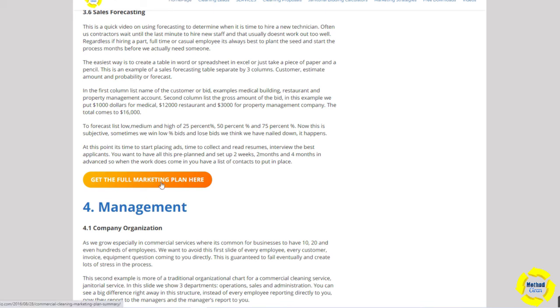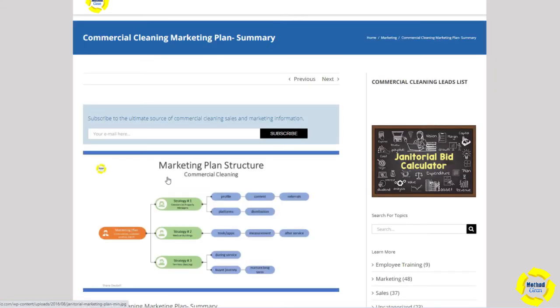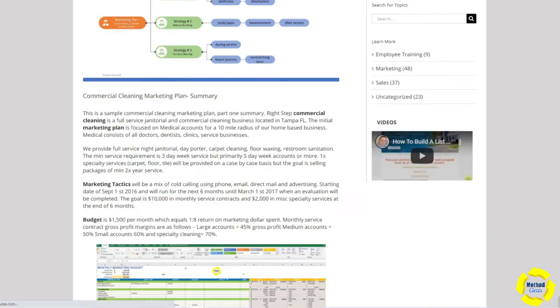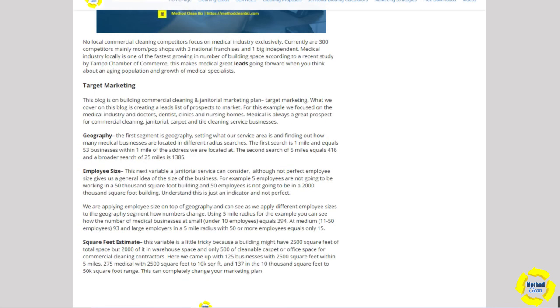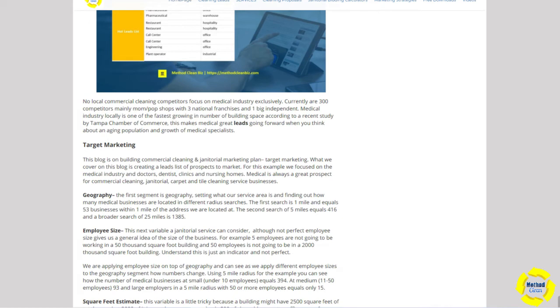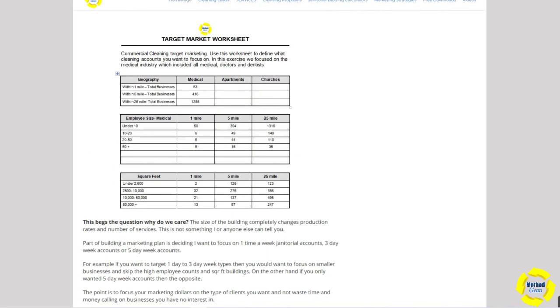Now, for the full marketing plan, you can click on this button, and we have a whole section in video on putting together a marketing plan, and this gets really into the details of the budgeting and target market worksheet. This gets more into the details, but marketing is just one section of a business plan.